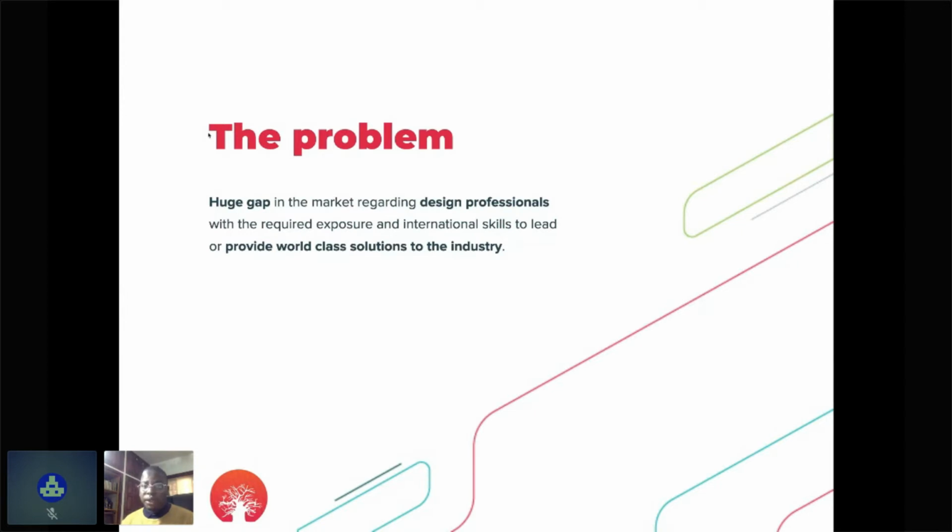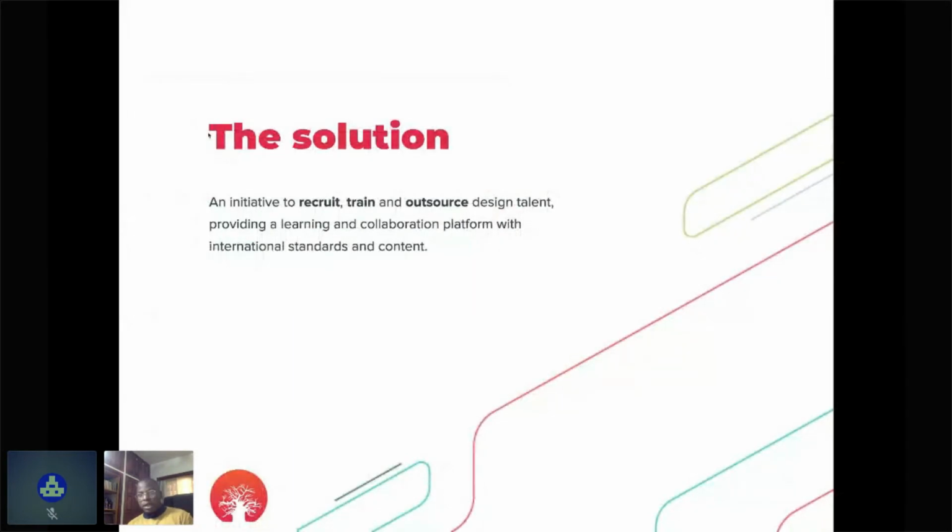So how do we do that? What I thought is to create an initiative that would recruit, train, and outsource design talent. Attention here, I'm not talking about designers that already have experience. The idea is to find really good talent. As you may know, Africa, until now and probably for the next 30 years, is going to be the continent with the biggest rate of unemployed people, but in an age of employability. That solution comes with that in mind.